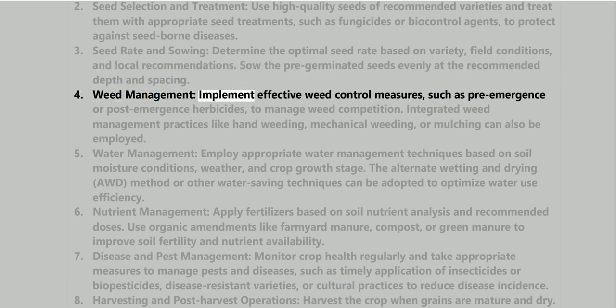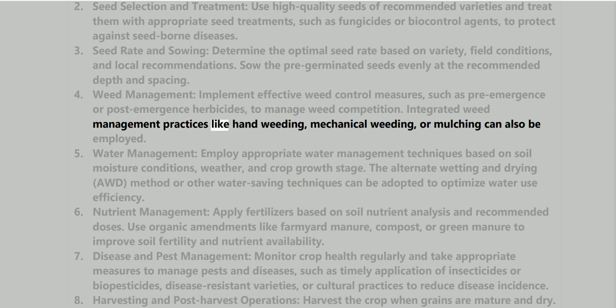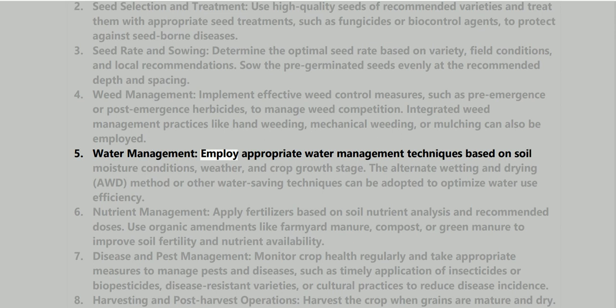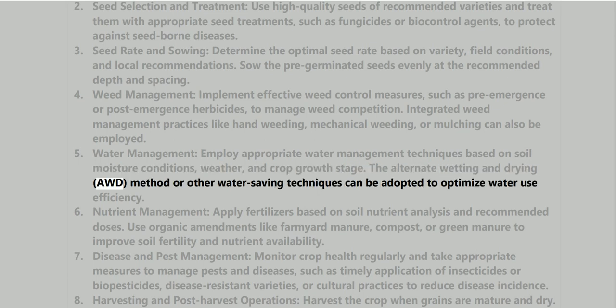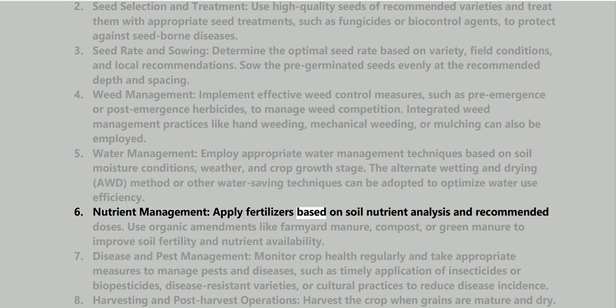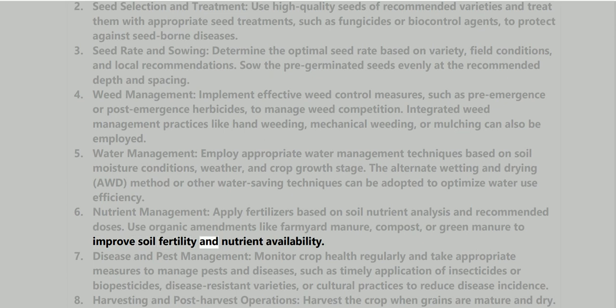4. Weed management. Implement effective weed control measures, such as pre-emergence or post-emergence herbicides, to manage weed competition. Integrated weed management practices like hand weeding, mechanical weeding, or mulching can also be employed. 5. Water management. Employ appropriate water management techniques based on soil moisture conditions, weather, and crop growth stage. The alternate wetting and drying, AWD, method or other water-saving techniques can be adopted to optimize water use efficiency. 6. Nutrient management. Apply fertilizers based on soil nutrient analysis and recommended doses. Use organic amendments like farmyard manure, compost, or green manure to improve soil fertility and nutrient availability.